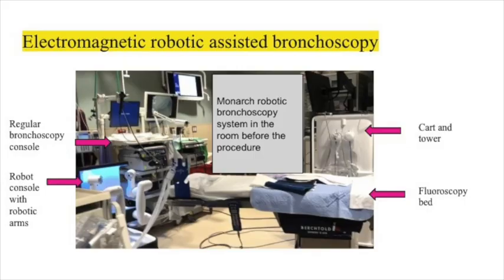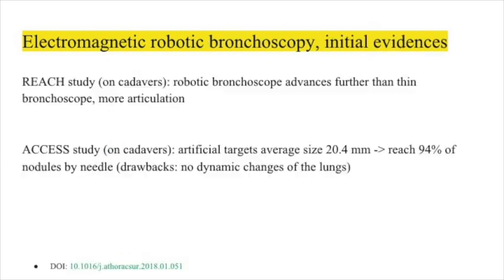Here's how a typical room setup can look, with the cart and tower, fluoroscopy bed, the robot console with the robotic arms, and regular bronchoscopy consoles with monitors and screens. In this picture, I didn't show the electromagnetic field generator, but it technically would be on the patient side when the patient is on the bed.